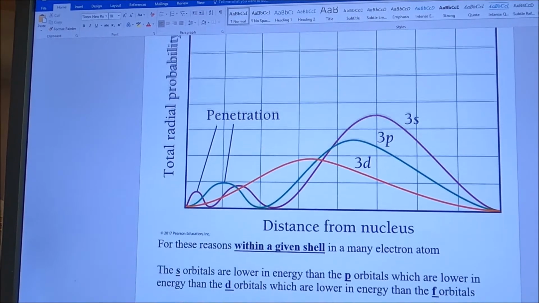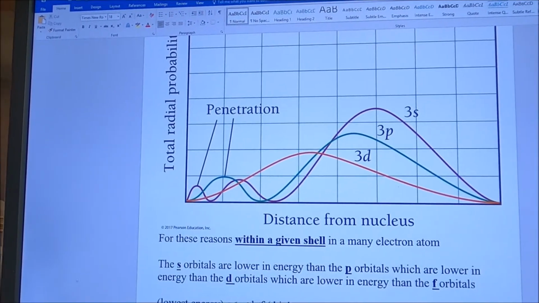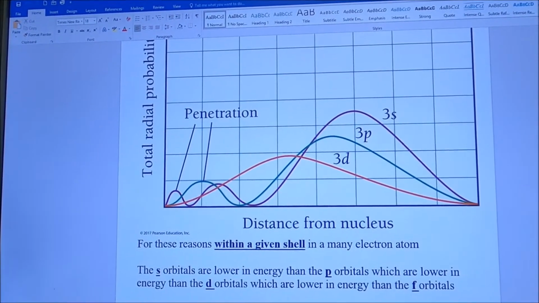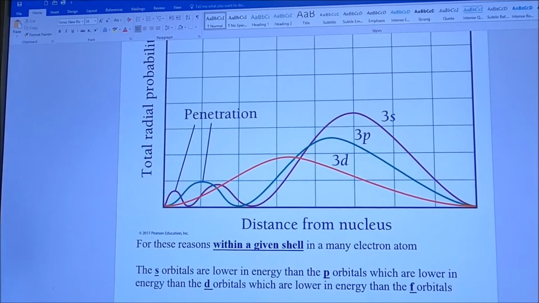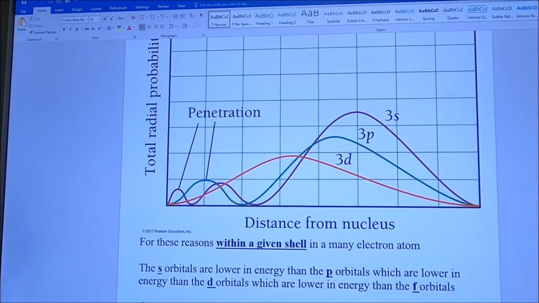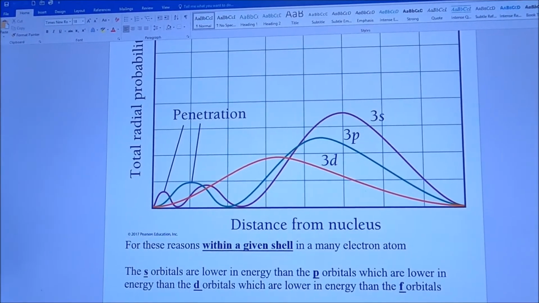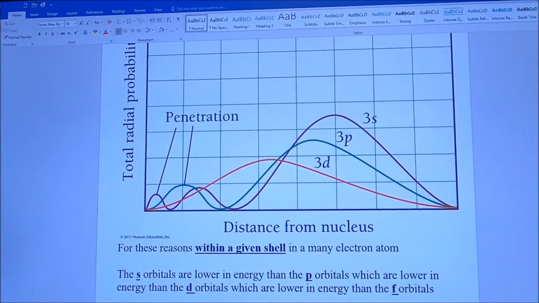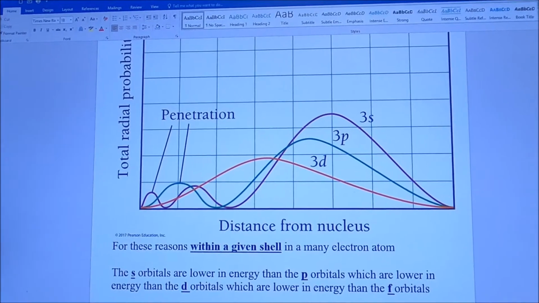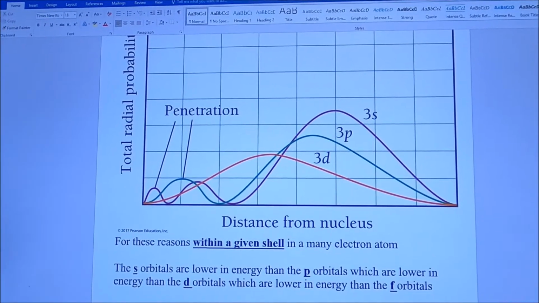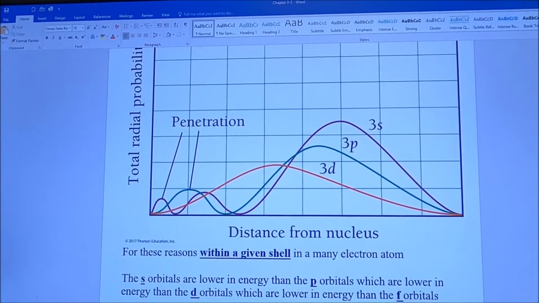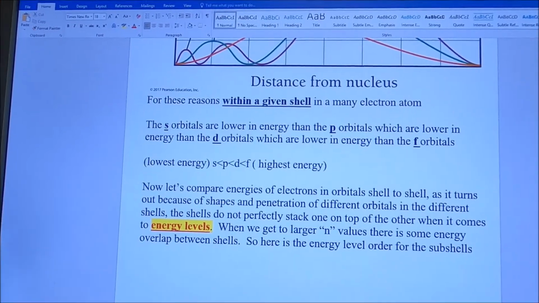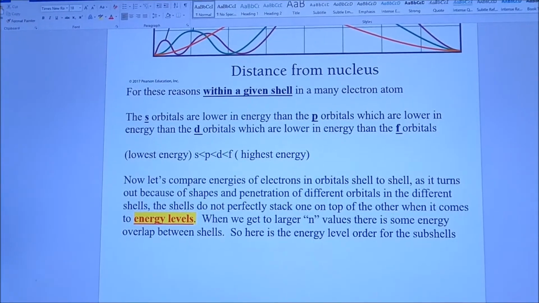and we look here at 3s, 3p, and 3d, I want you to notice that 3s has more penetration than 3p, then has more penetration than 3d. Okay? So this means that 3s, 3p, and 3d in a multi-electron atom are going to have different energies, just like the 2s and the 2p in a multi-electron atom are going to have different energies. Okay? So this means that subshells in the same shell for a multi-electron atom have different energies.